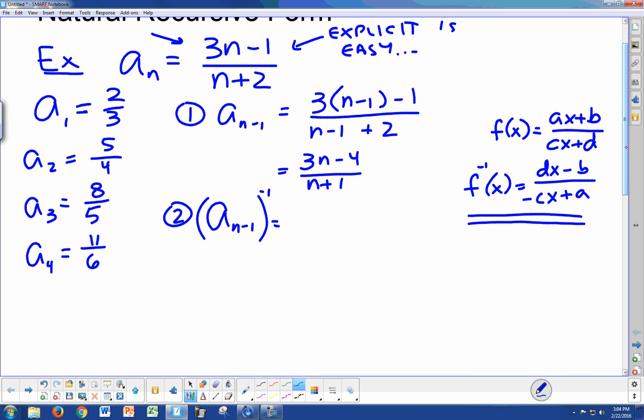So we're going to do that with our example here. We're going to end up with just an n, because that 1 comes up, and we're going to negate the 4, so plus 4. And we're going to negate the n, so negative n, and bring the 3 down. So it's going to look like this. So I've just found the inverse of that a sub n minus 1.